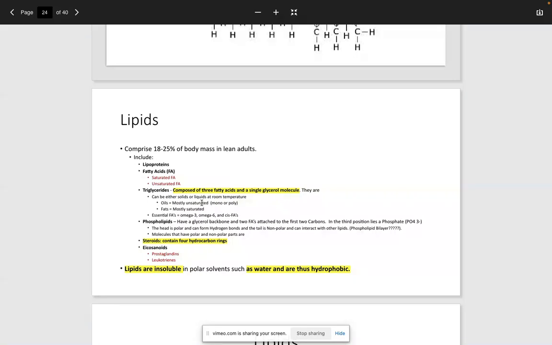Lipids are insoluble in polar solvents such as water, and thus are hydrophobic, and we know that because of the fatty acid tail.